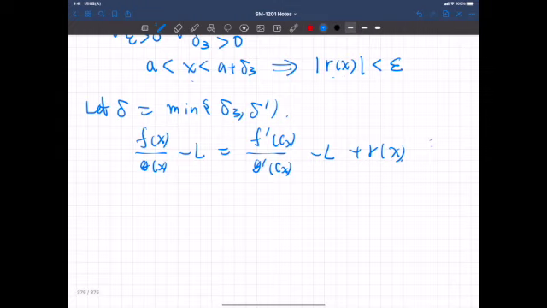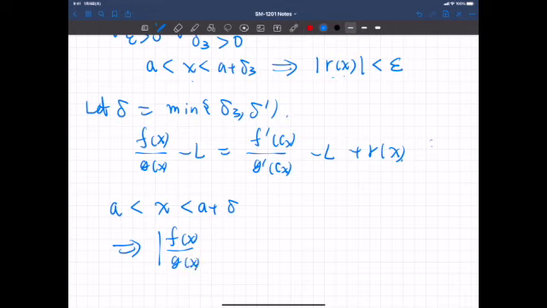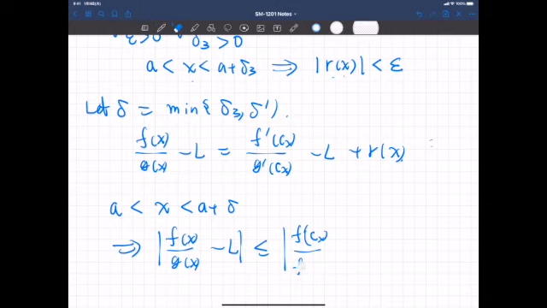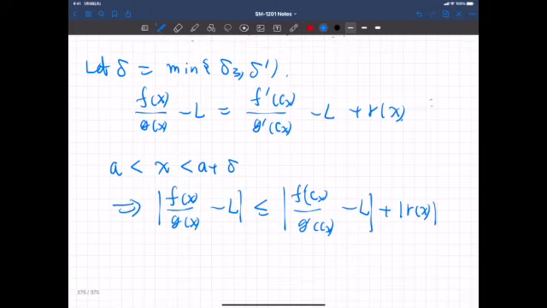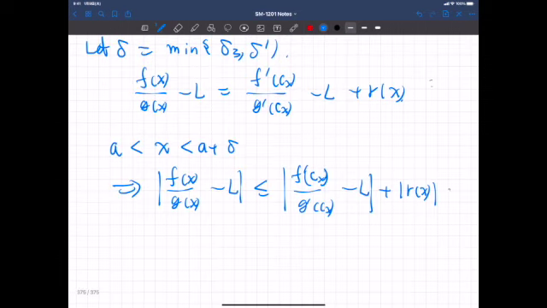So if x is between a and a plus delta, then the absolute value of f over g minus L is less than or equal to, by using the triangle inequality, the absolute value of f prime of cx over g prime of cx minus L plus r of x. Okay, so this is less than 2 epsilon.